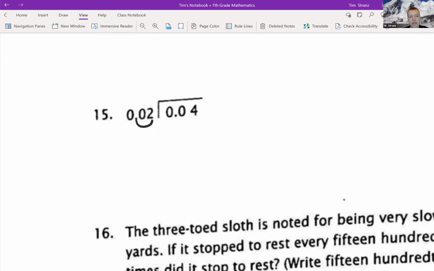All right, the number 15. Again, I got to move this over twice. 2 goes into 4 2 times, and there you go.